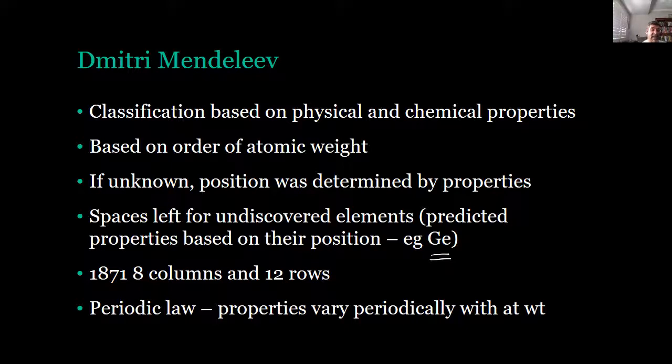His 1871 periodic table had 8 columns and 12 rows, and he came up with what's called the periodic law, and we'll discuss periodicity in the next video. But effectively what he was saying was that the properties of different elements vary in a consistent or periodic way when measured against their atomic weight. So as we see the atomic weight increasing, we find patterns of periodicity. And as I say, we'll look at that in a little bit more detail in the next video.